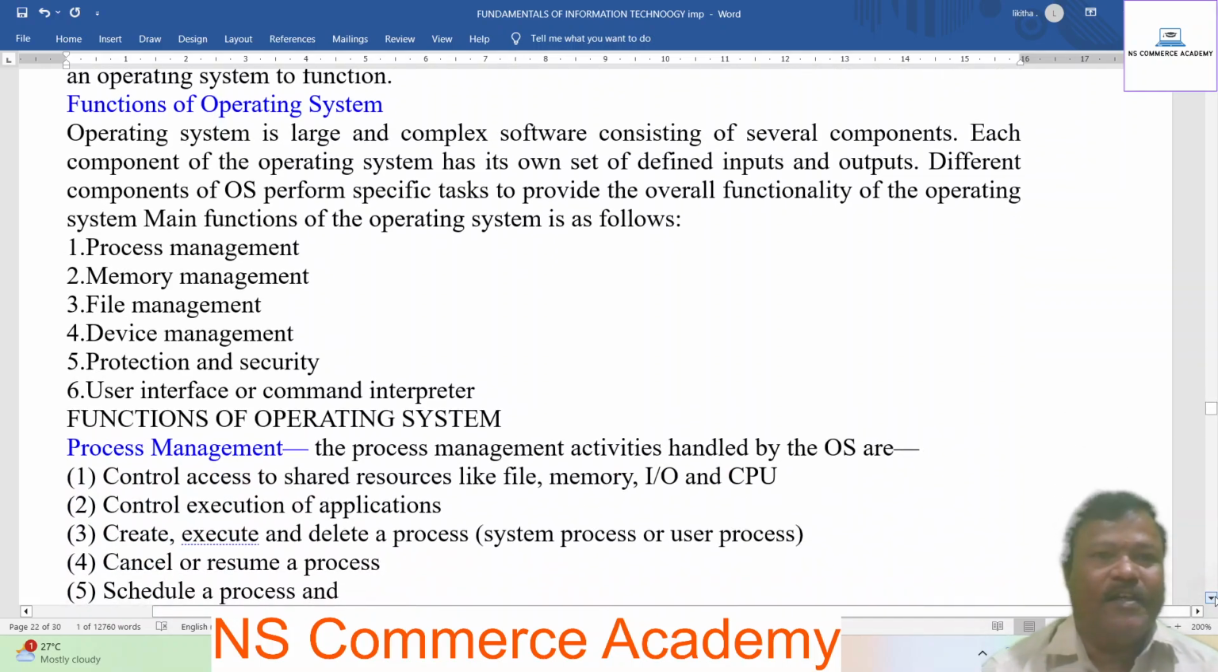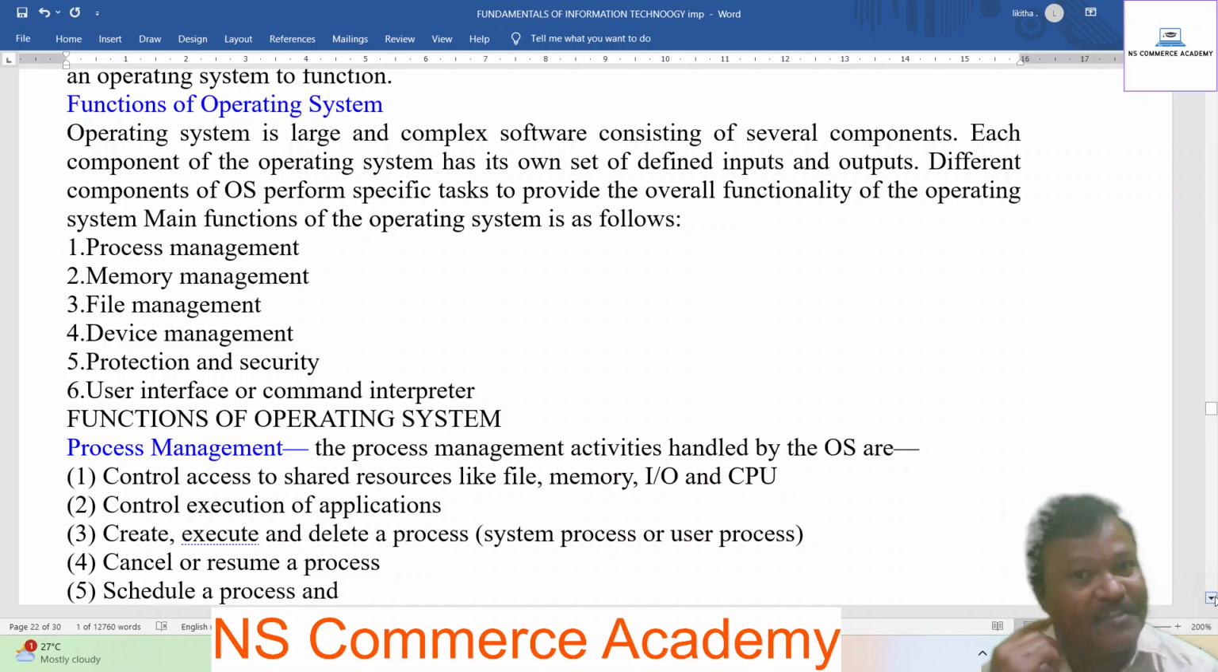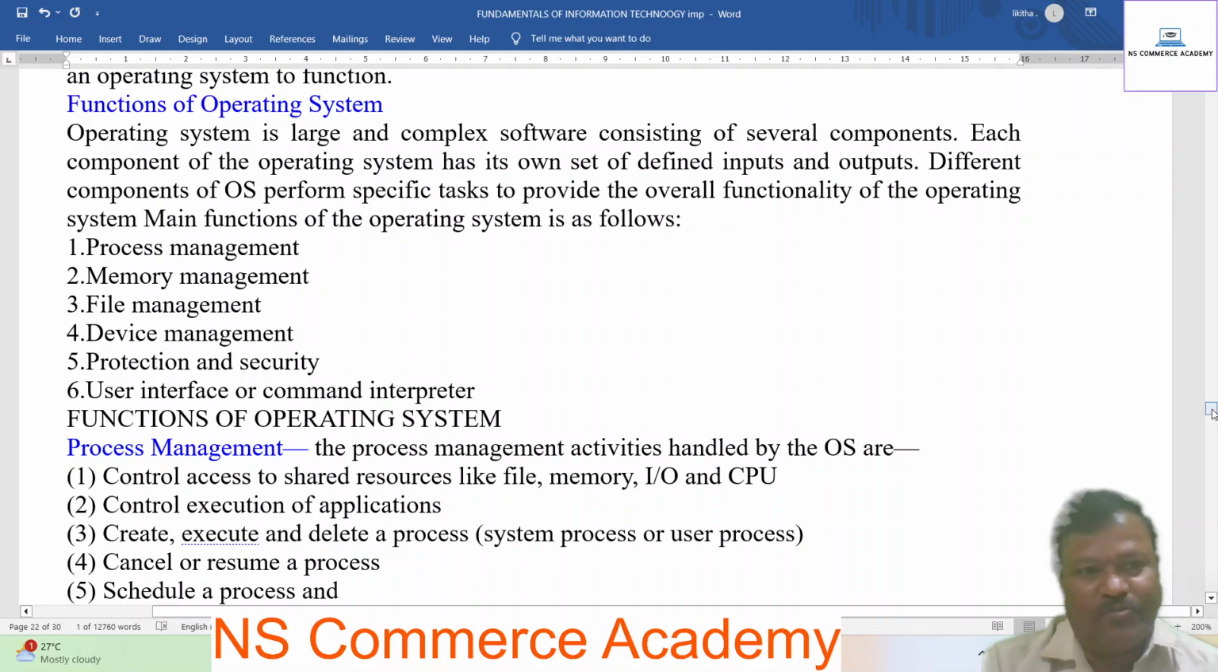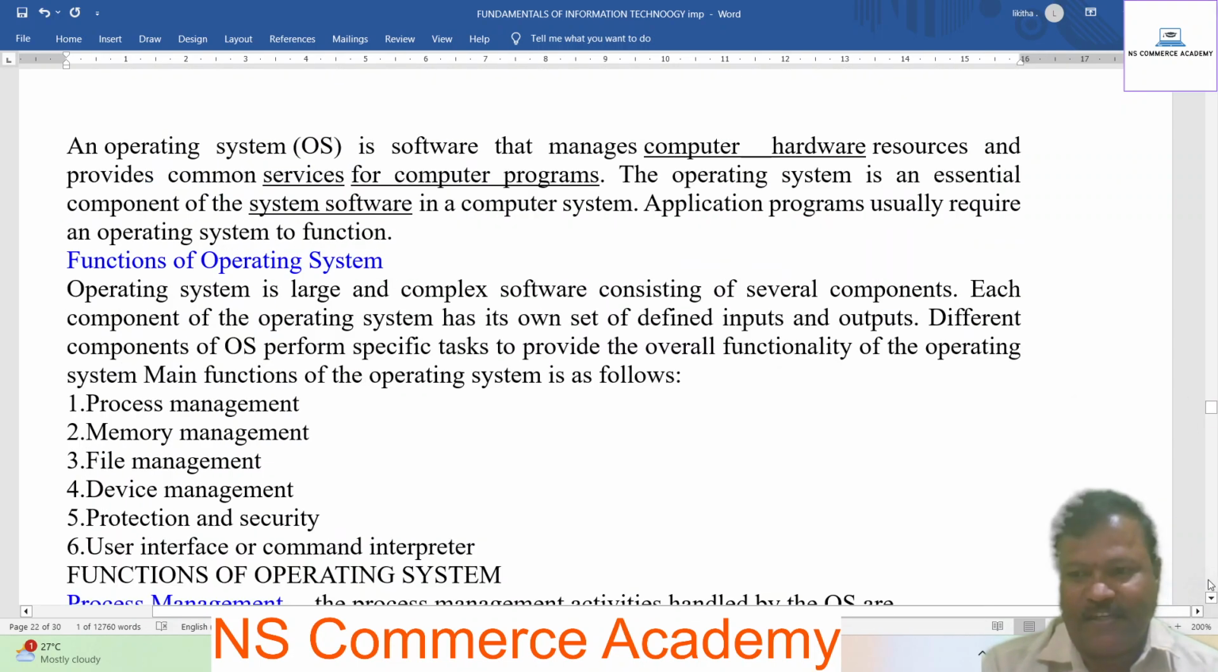An operating system is a large and complex software consisting of several components. Each component of the operating system has its own set of defined inputs and outputs. Different components of the operating system perform specific tasks to provide the overall functionality of the operating system. The main functions of the operating system are as follows. First, process management; second, memory management; third, file management; fourth, device management; fifth, protection and security; sixth, user interface and command interpretation. Next, let us discuss each and every function of the operating system.